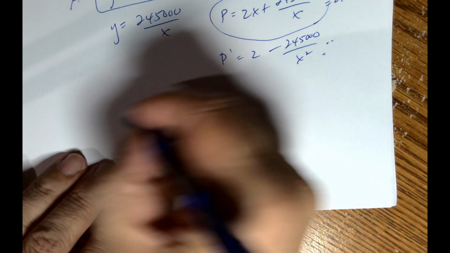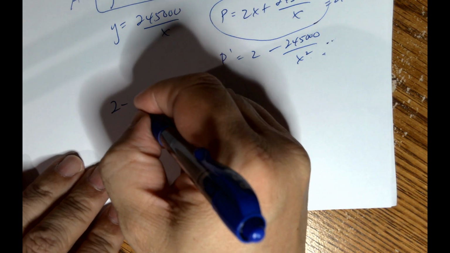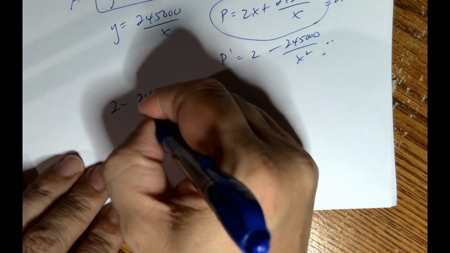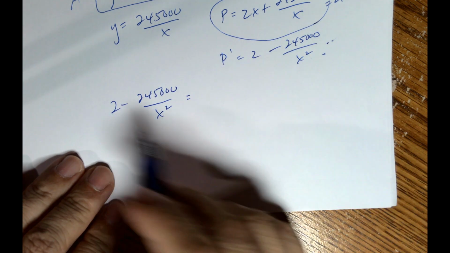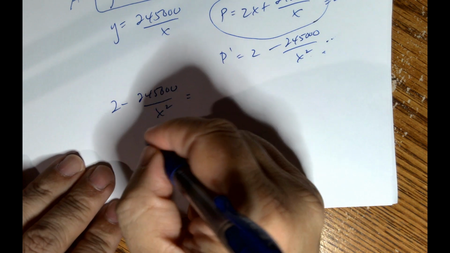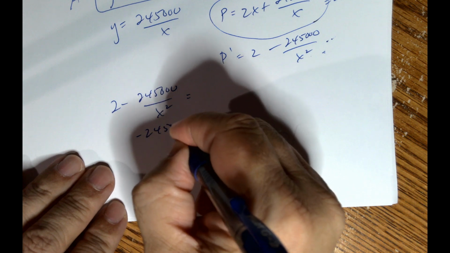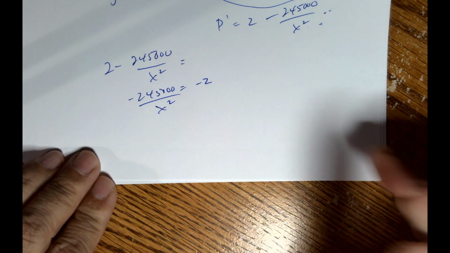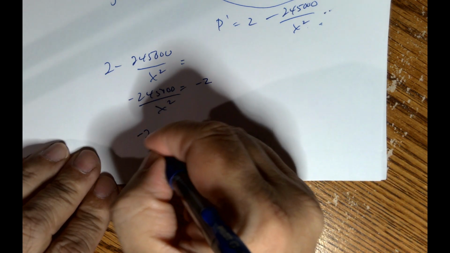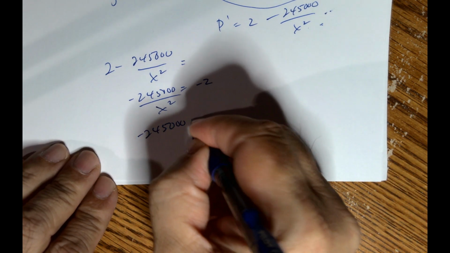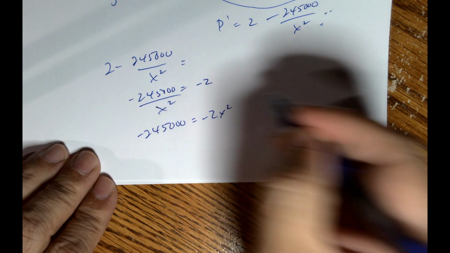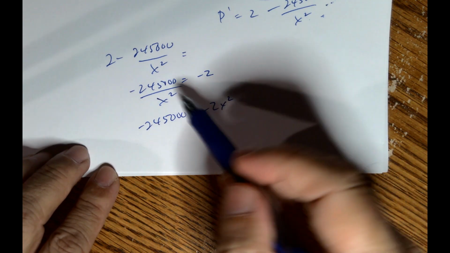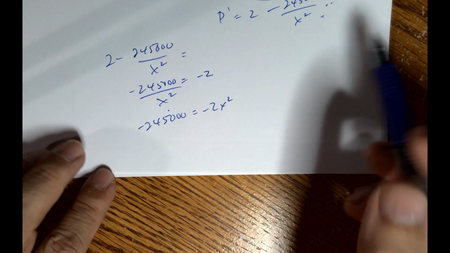So set this equal to 0 and solve, because we're looking for the critical numbers. So I'm bringing the 2 over. So that's negative 245,000 over x squared equals negative 2. Now we bring the x squared up: negative 245,000 equals negative 2x squared. Some of you might be saying, you can't do that because, what if x is 0? Well, it won't be 0.